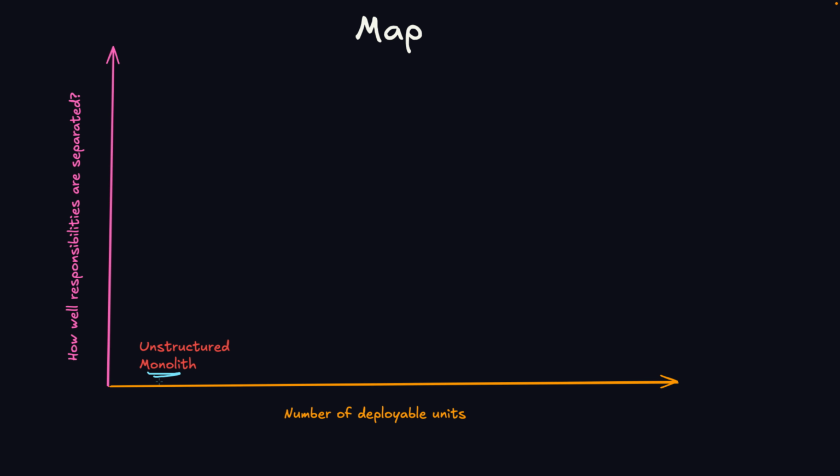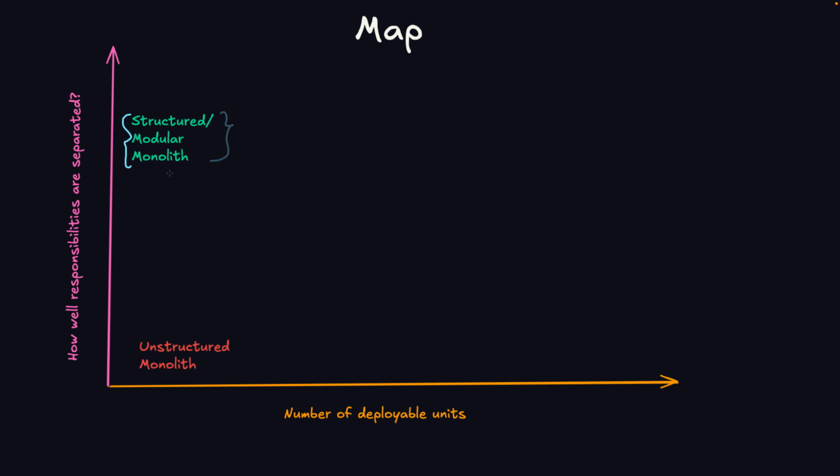We have just one deployable unit, hence it is a monolith, and we don't have a clearly defined structure within that monolith. So this is called an unstructured monolith, and this is not really good. Most applications start this way, but this is not a good place to start. Then in the top left corner we have the structured or modular monolith. Okay, so this is good.